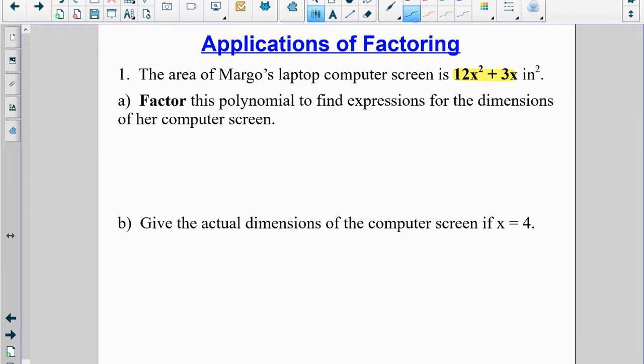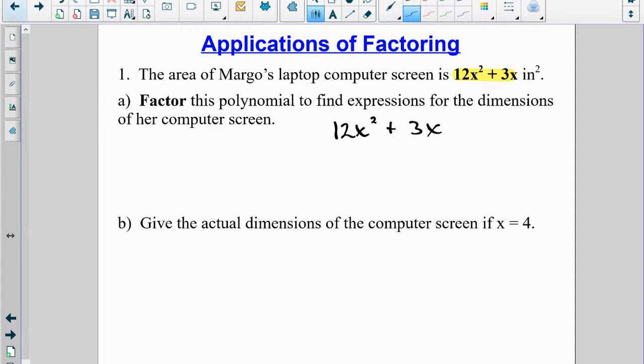So let's start by trying to factor this expression, 12x squared plus 3x. That's our polynomial that represents the area of the computer screen. Factoring means that we want to find a length and a width. So length times width equals area. Let's think about what multiplies together to give us 12x squared plus 3x.